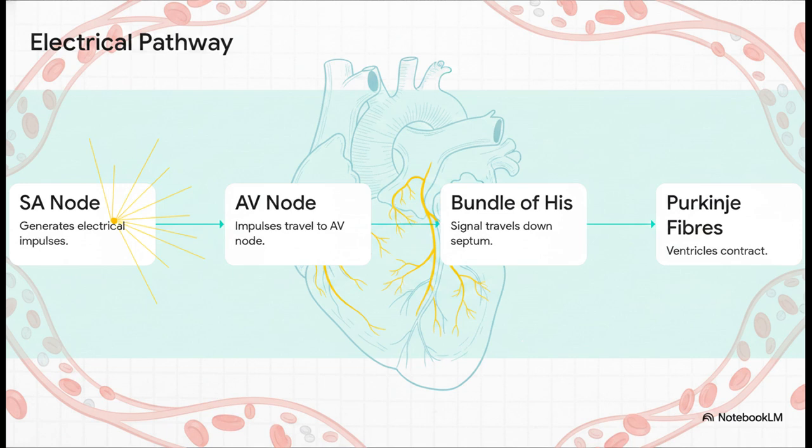It kicks off at the sinoatrial or SA node right up in the right atrium. Think of this as your heart's built-in natural pacemaker. It fires off electrical impulses that make both atria contract. Boom. Next, those impulses hit the atrioventricular, or AV node.